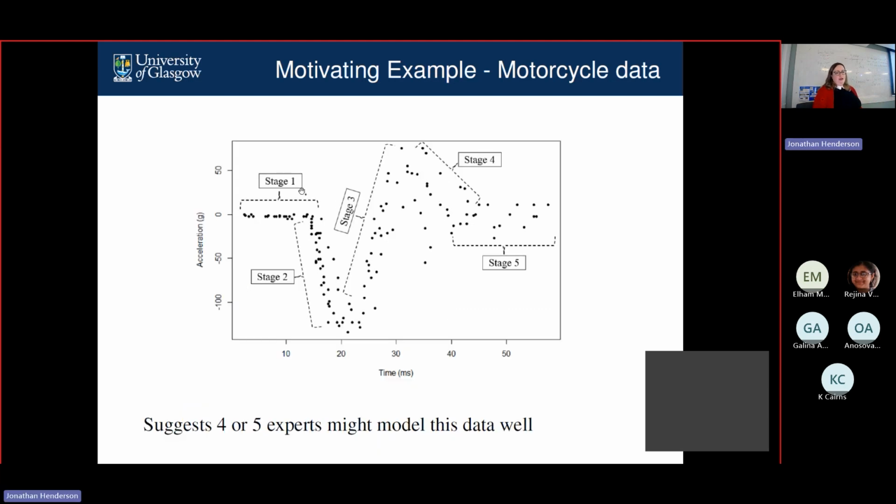And as I said, we can break it down into stages. Here we're basically having zero acceleration. Then we have massively increasing deceleration, increasing acceleration, then dropping again, and then more or less leveling out. So we could say we have stage 1, 2, 3. This could potentially be modeled by one expert or two. So 4 or 5 experts from visual inspection seems reasonable for this.